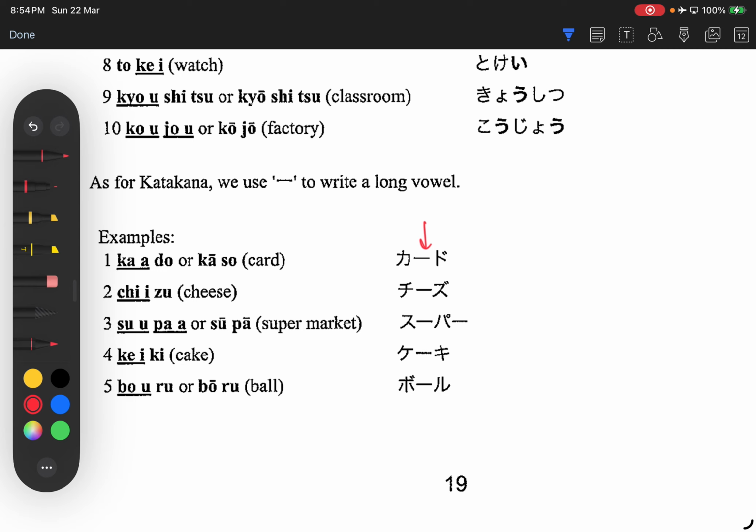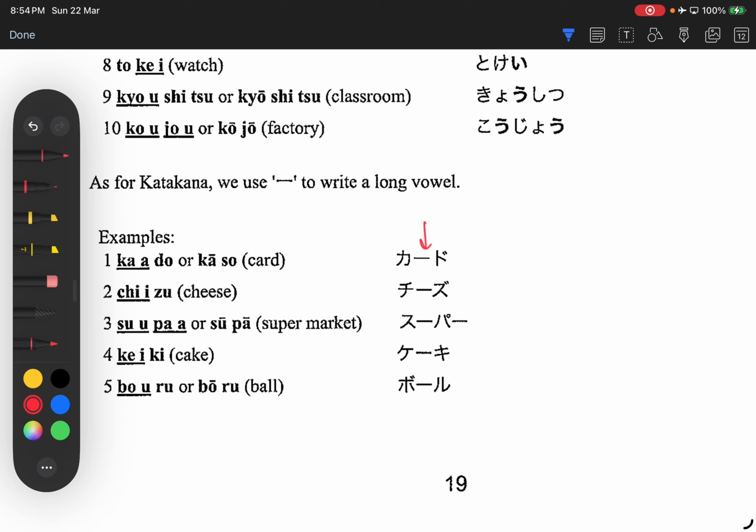Kado. So you might be wondering why kado? Why not just kado? Kado is corner in Japanese. So they don't want to confuse the sound. So kado has to have the long sound. Right? So kado alone is kado. Kado means corner.